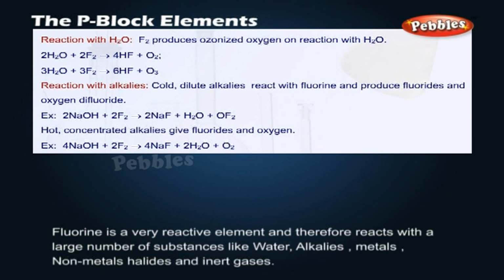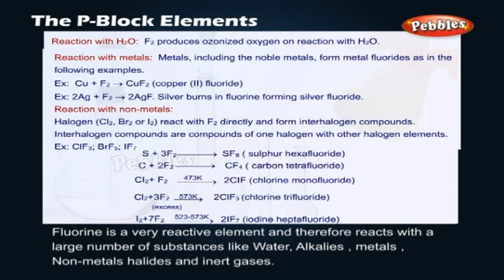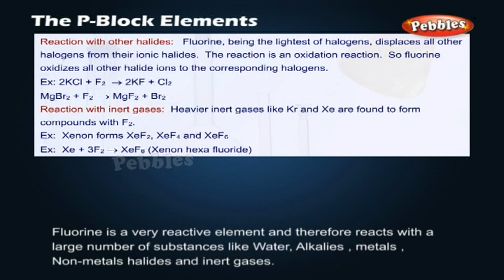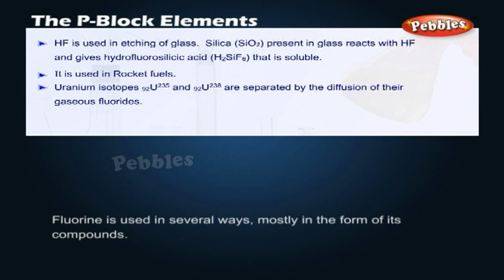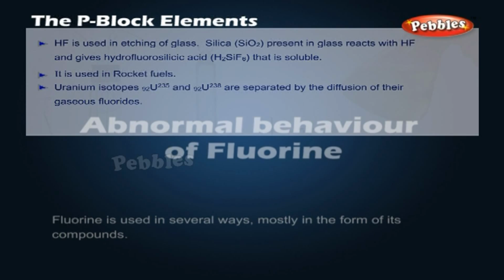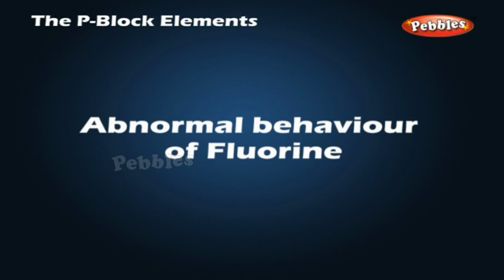Chemical properties. Fluorine is a very reactive element and therefore reacts with a large number of substances like water, alkalis, metals, nonmetals, halides, and inert gases. Uses of fluorine. Fluorine is used in several ways, mostly in the form of its compounds. Abnormal behavior of fluorine.